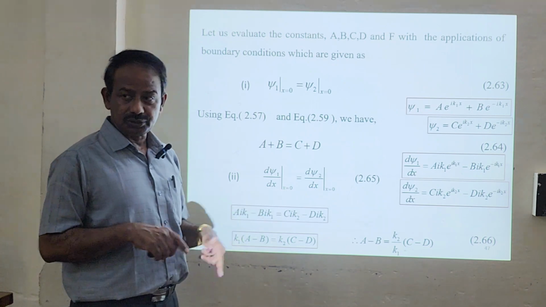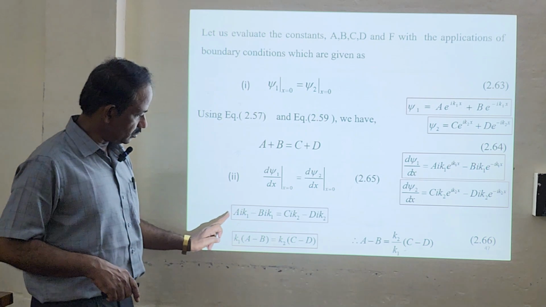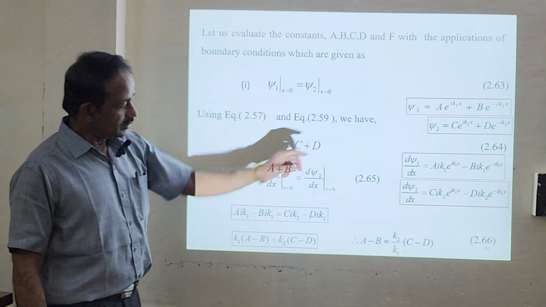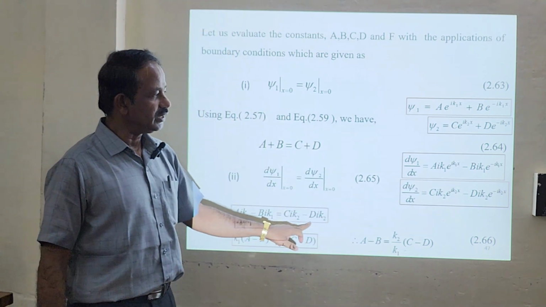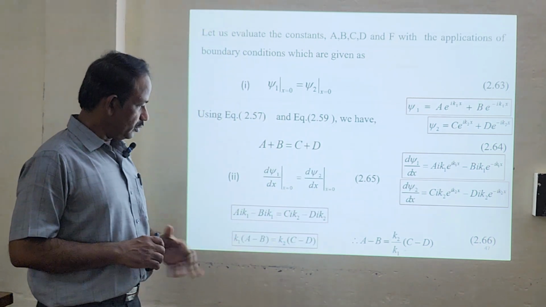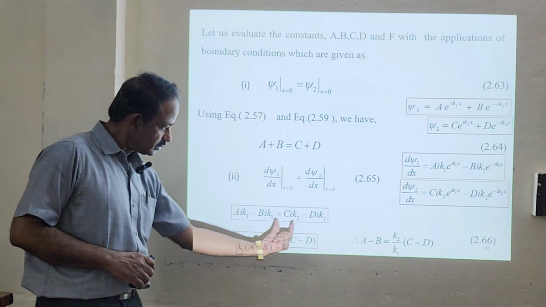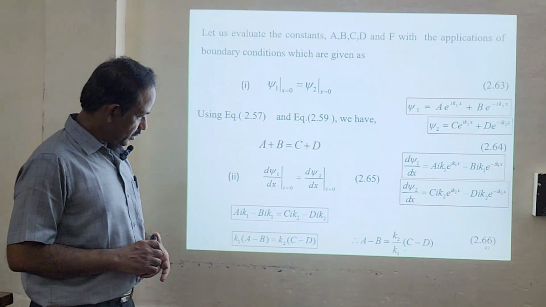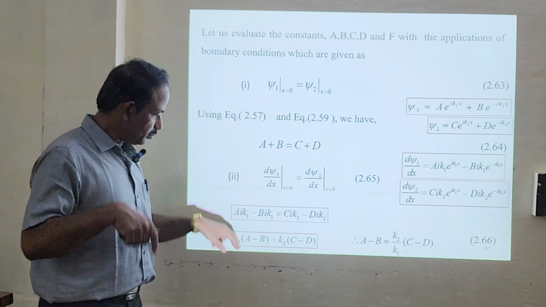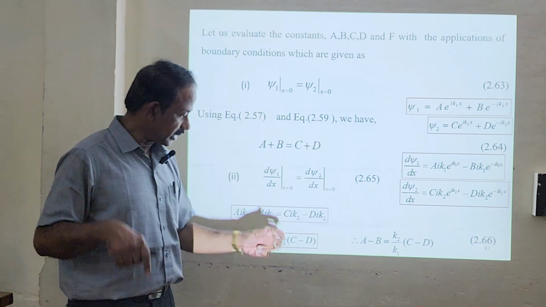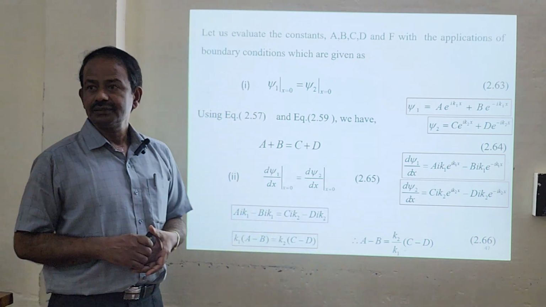So now substitute x equal to 0. That will give you a ik1 minus b ik1, which is equal to c ik2 minus d ik2. You pull k1 out on both sides, and k2 on this side. The i gets cancelled. So you will get k1 within the bracket a minus b, which is equal to k2 within the bracket c minus d. So a minus b equals k2 by k1 times c minus d.